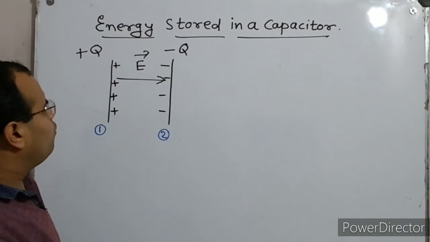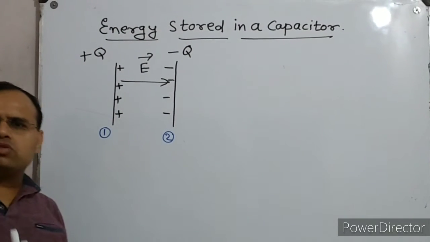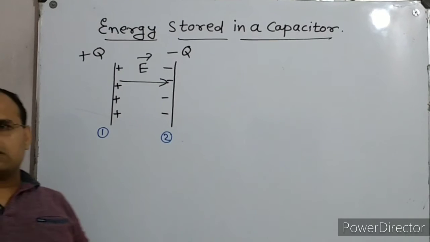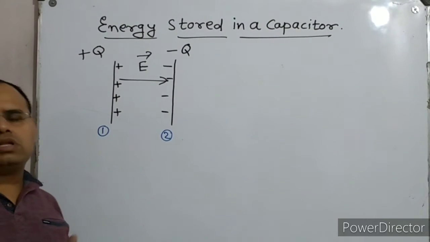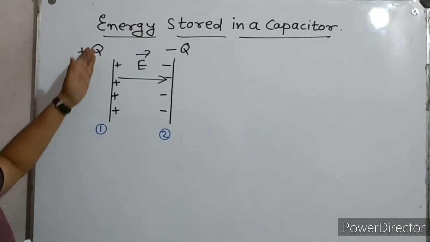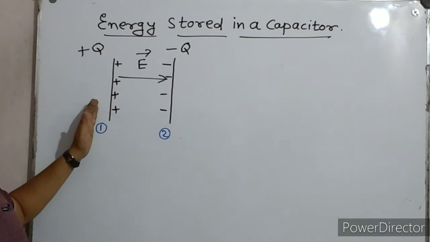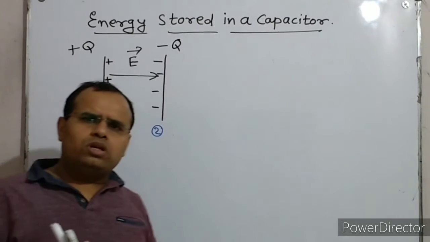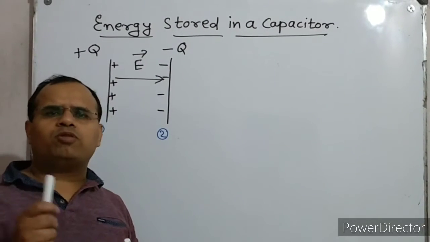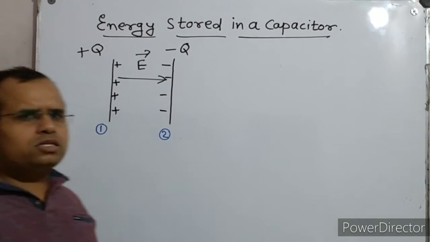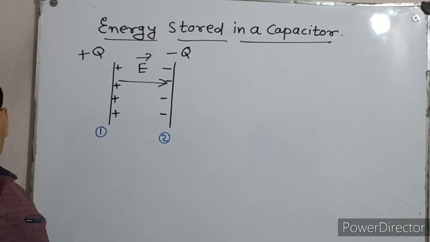What happens is that when we provide charge to the capacitor, some work has to be done over the charge in order to bring the charge from outside to the plate of the capacitor. This work is stored in the form of potential energy, and this energy is what we are going to find.